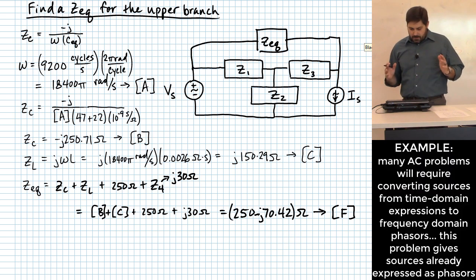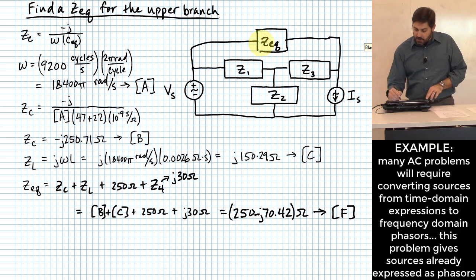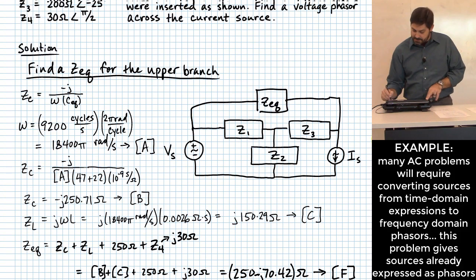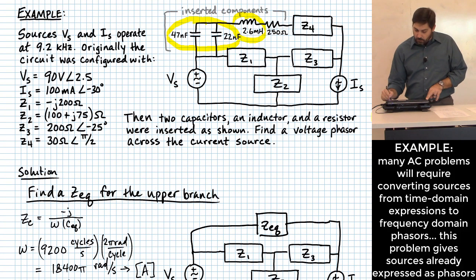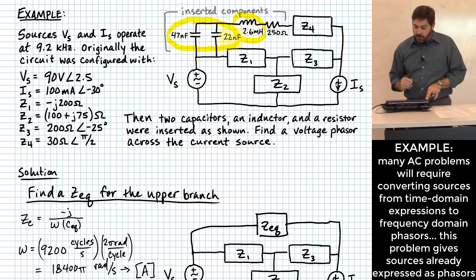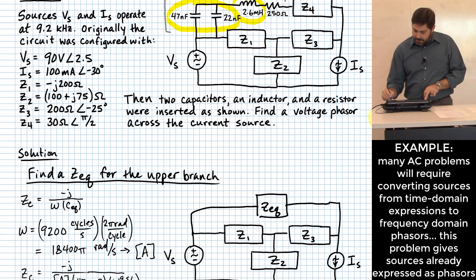Okay. I think we're done with the first part of the problem, because now all of our impedances are expressed in terms of complex impedances, right? I already had Z1, Z2, and Z3. I've now converted Z4 to where I've combined it with all of the other components that I have up there, and that gives me an equivalent impedance right here.